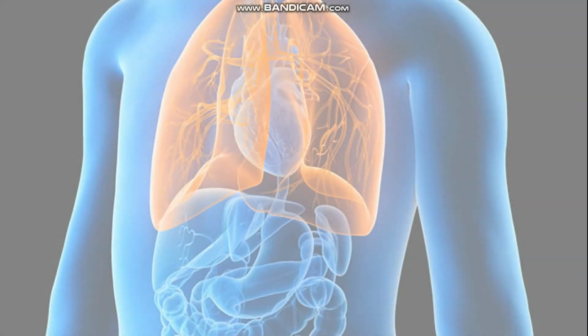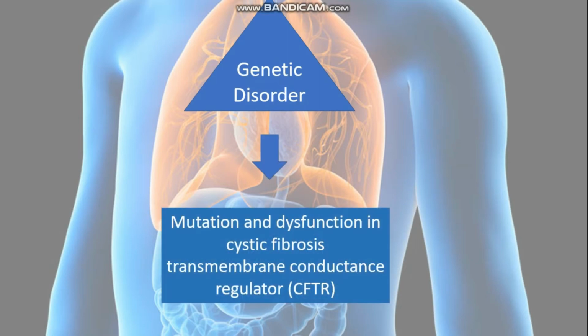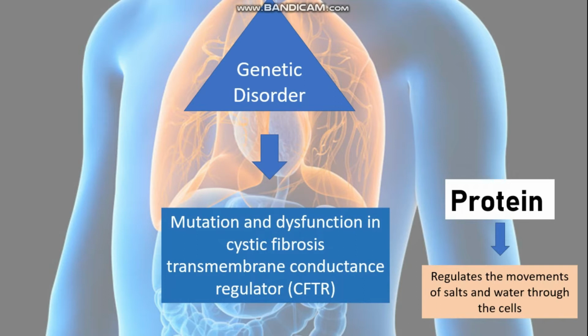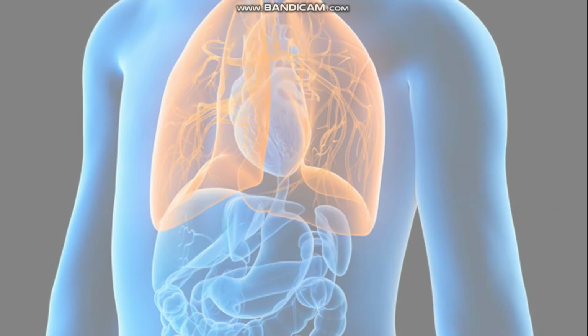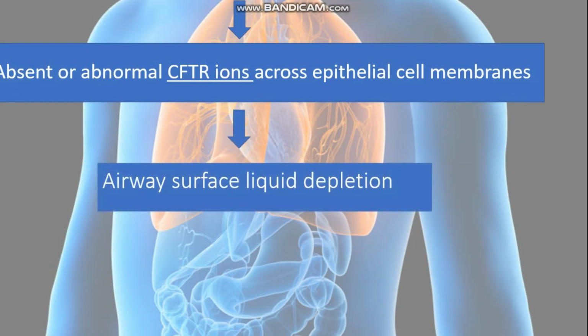The pathophysiology. Cystic fibrosis is a genetic disorder that causes mutation and dysfunction in the cystic fibrosis transmembrane conductance regulator, or CFTR. The CFTR gene makes a protein that regulates the movement of salt and water through the cells. If there is a mutation or dysfunction in the CFTR gene, there will also be an absence or abnormality in the CFTR proteins across epithelial cell membranes. This will cause depletion in the airway surface liquid.